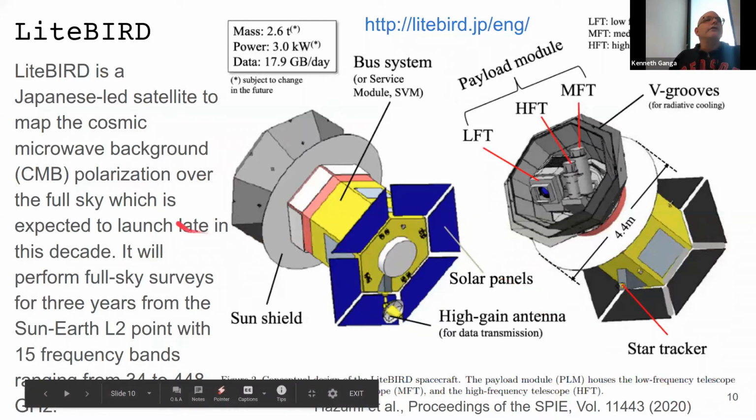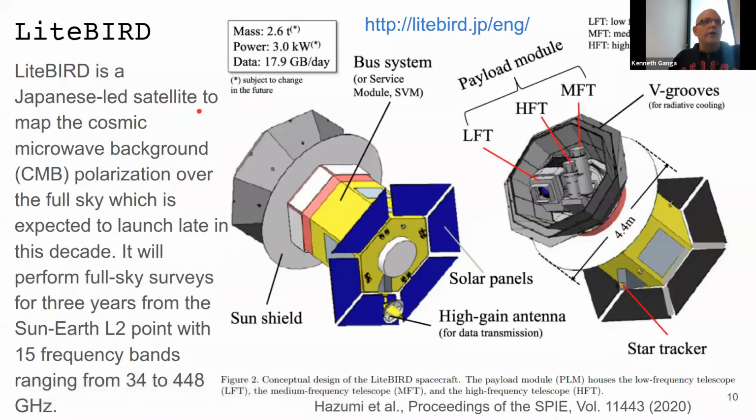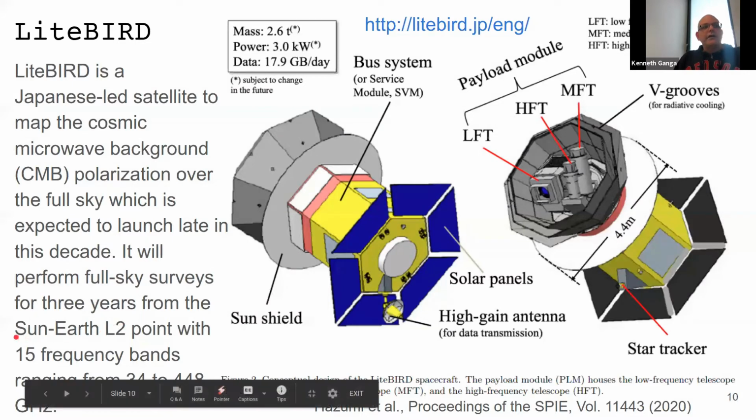The important things to note is that it is a Japanese-led satellite, but there is certainly going to be European collaboration, and there are proposals for American collaboration. It's polarization over the full sky. Baseline is three years for the mission. It will observe from the second Earth-Sun Lagrange point.